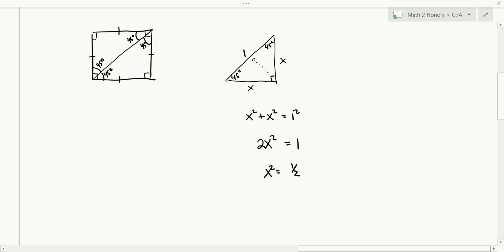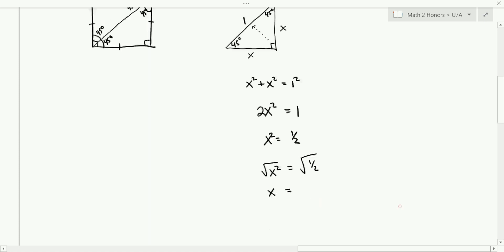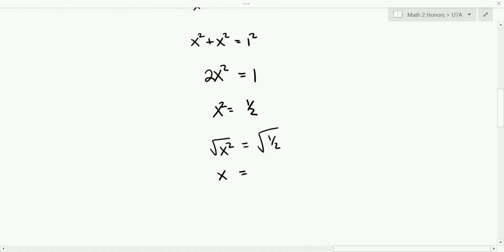But if we didn't know it's a side length, x could be positive or negative because we're squaring it, right? And so that would make it a little more difficult. But we know x is positive, so when we take the square root of x squared, we're just going to get x. And we're going to take the square root of 1/2. And how do we do that? That's back at Unit 1. Good review for our final.